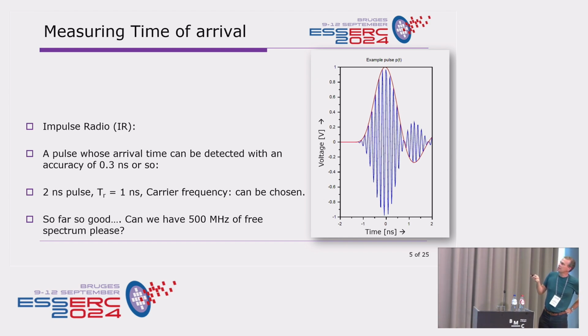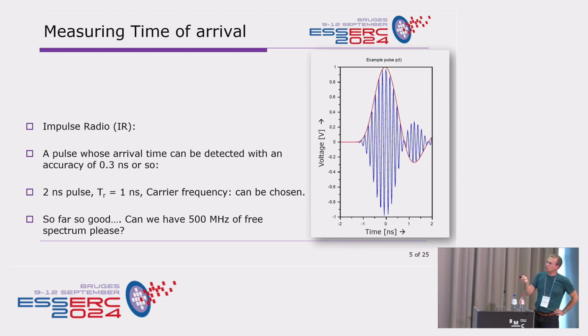And if you look at a pulse like this, it's about 2 nanoseconds wide, and it has a rise time of a little bit under a nanosecond. And then you envisage, hey, could I make a receiver that could receive a pulse like that? And then could I detect the time of arrival with an accuracy of, ballpark, 0.3 nanoseconds? And the answer is we can do that.